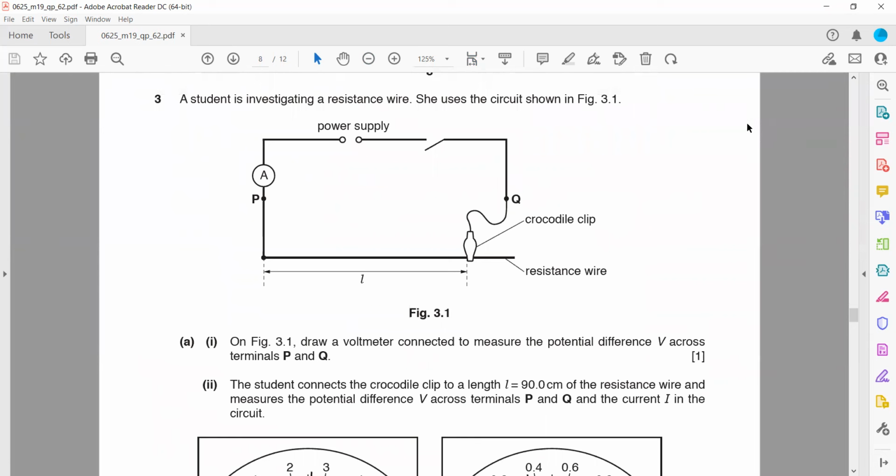How should we connect a voltmeter to measure this voltage? The voltmeter symbol is V with a circle. So what should be the position of the voltmeter to measure the voltage between P and Q?